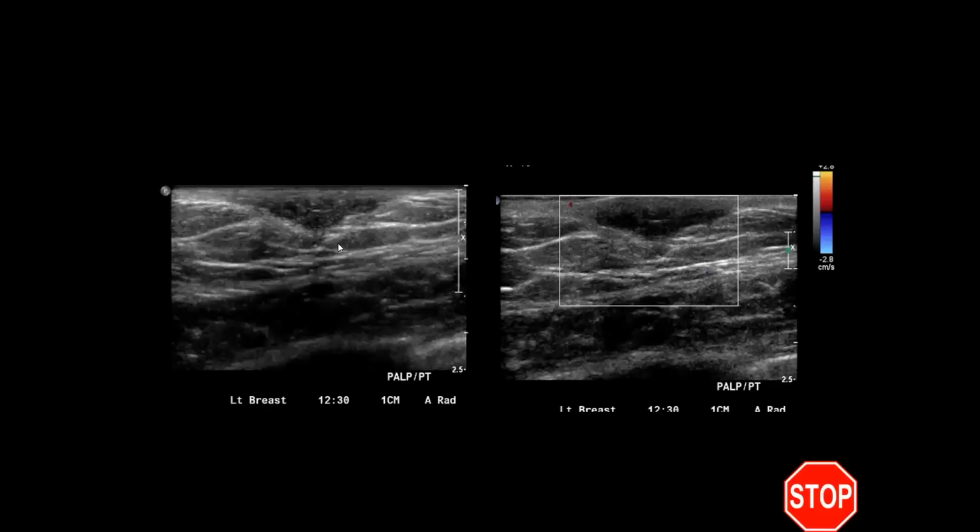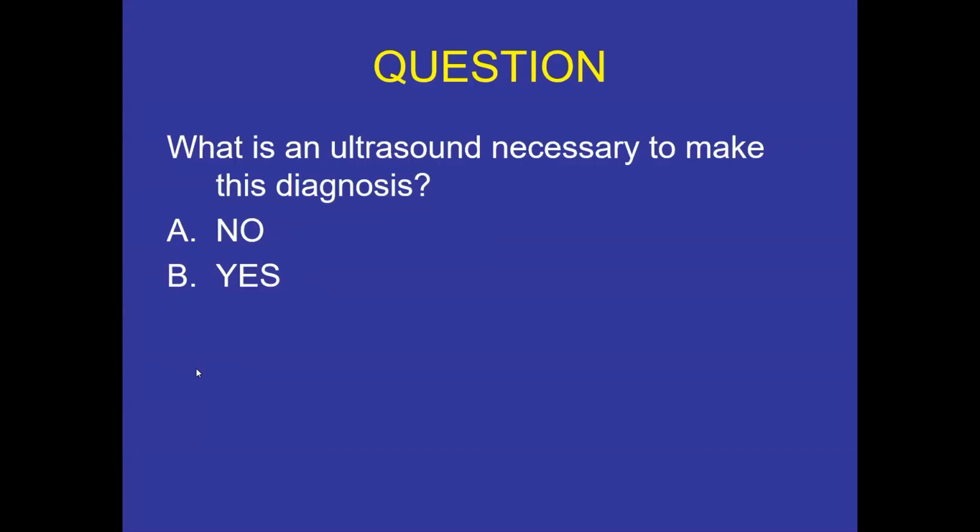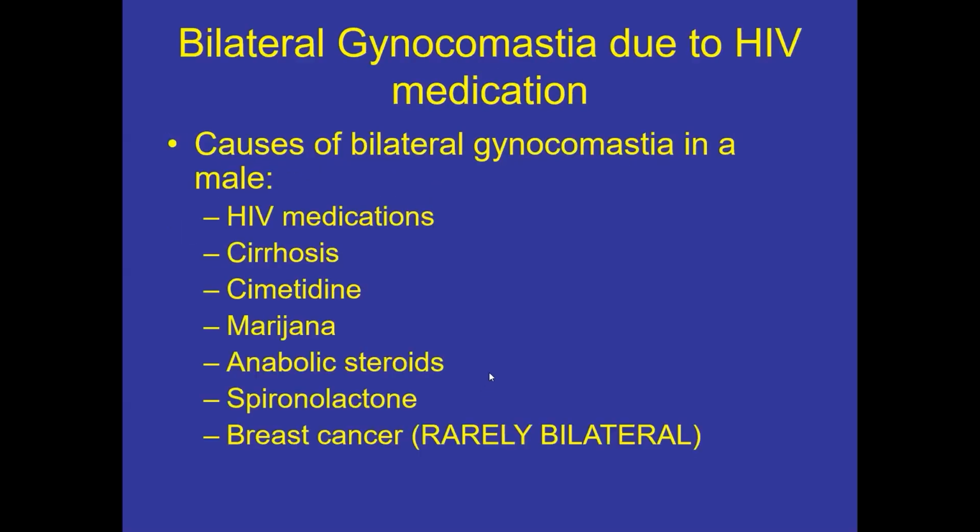If it's ever eccentric, then you're concerned for a mass. And on ultrasound, you see there's some breast tissue right behind the nipple, consistent with gynecomastia, corresponding to the palpable finding. And I answered this accidentally. Was ultrasound necessary? Let's see if you listen to me. And good, 100% of you listen to me that ultrasound is not necessary.